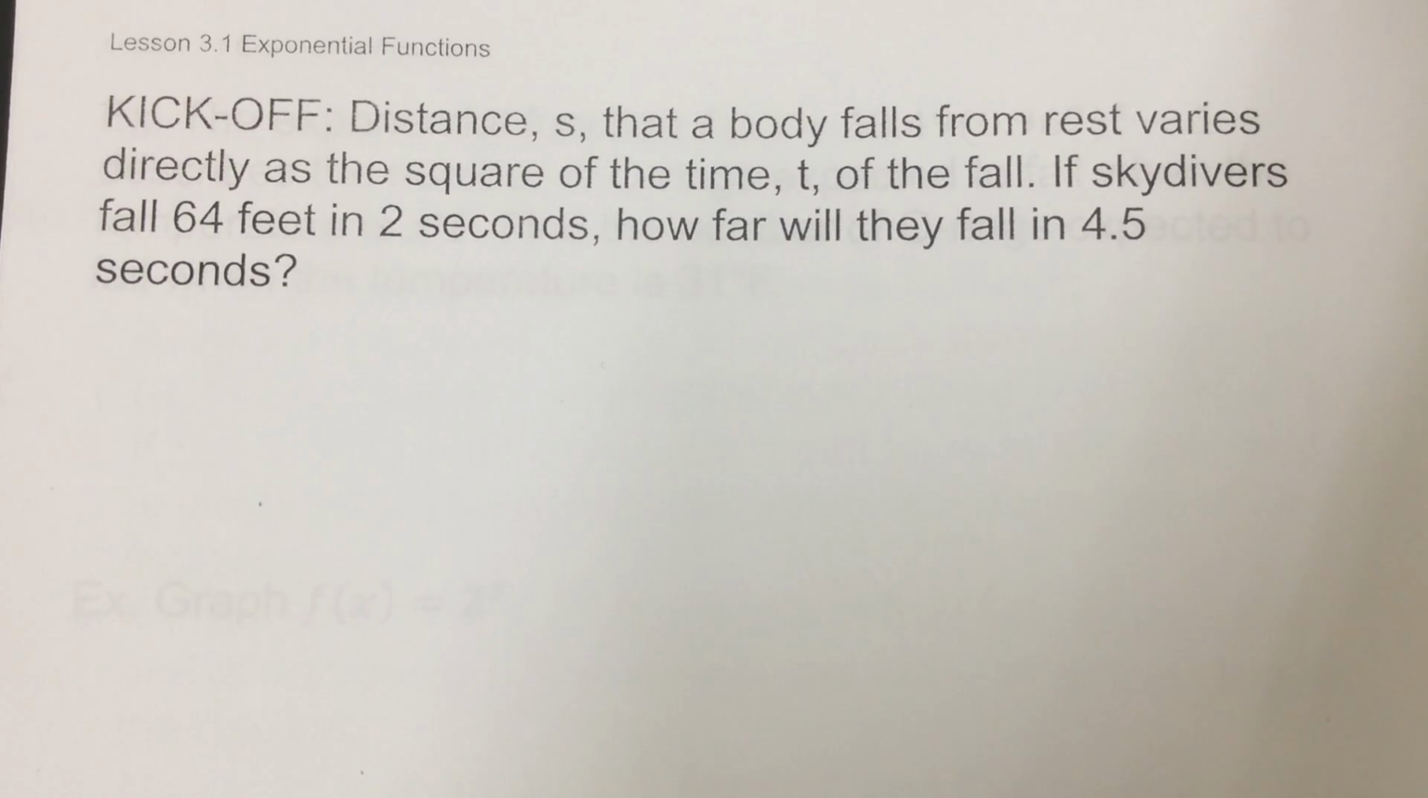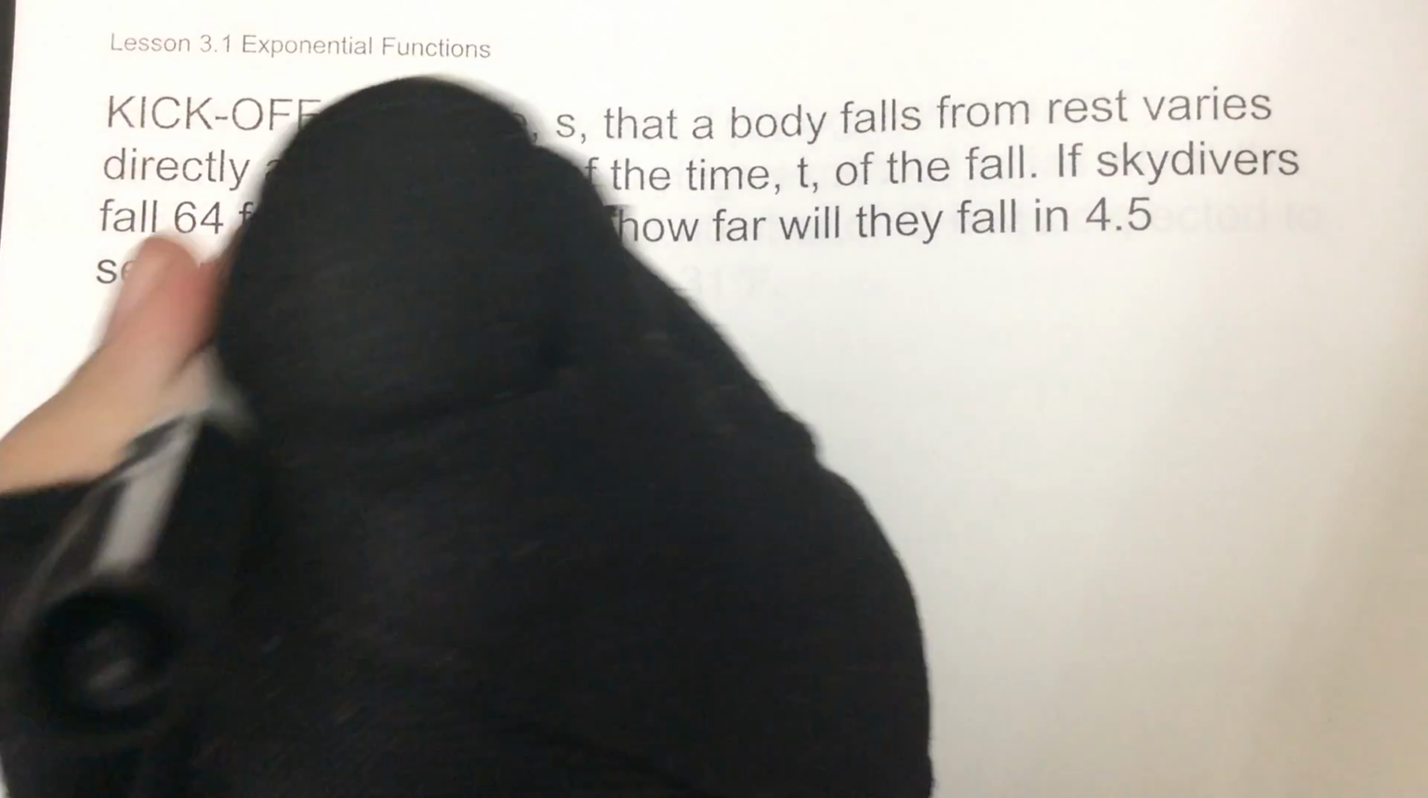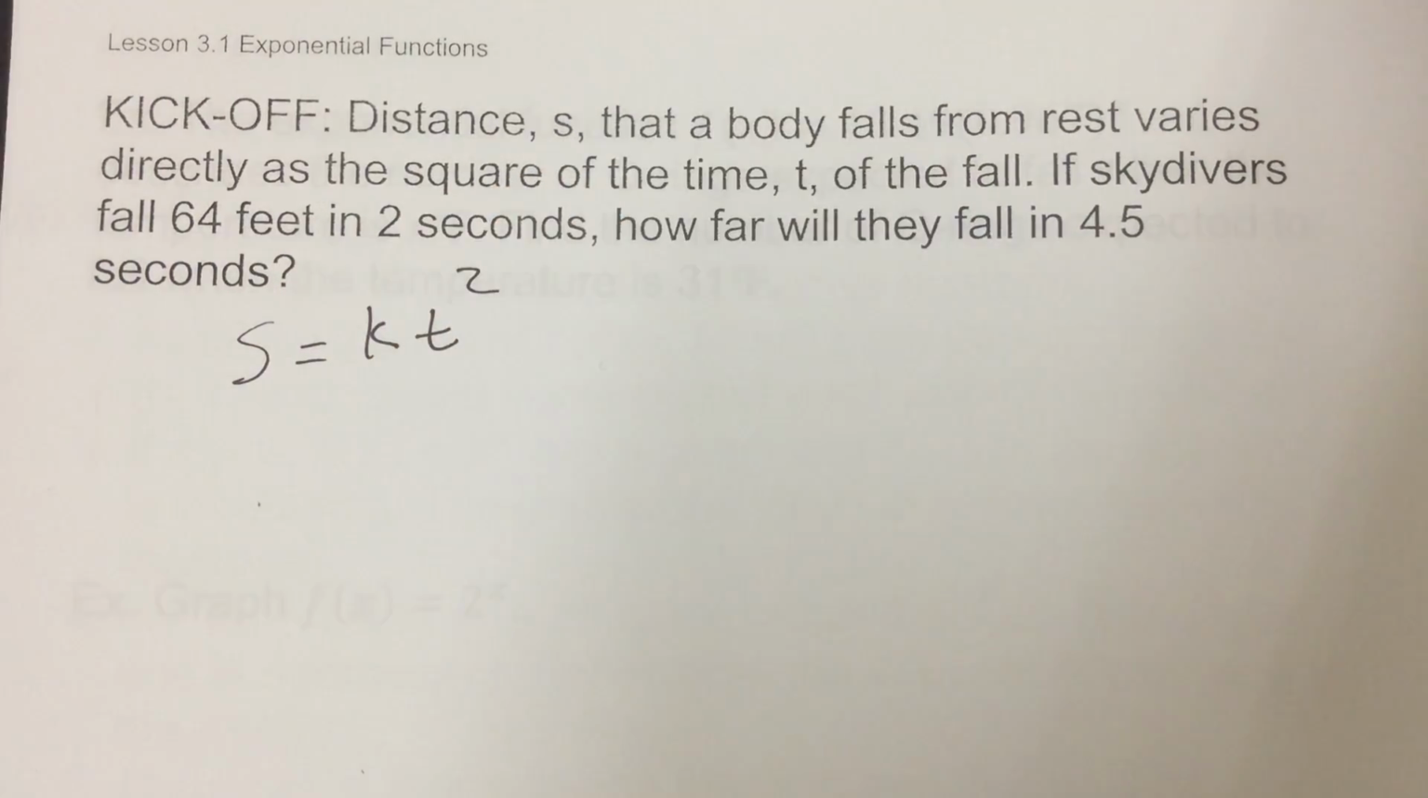So we're doing variation here. So it's going to be direct variation. So we're going to have s equals k t, and it's squared because it's the square of time. So because it's direct, they're both up there, both on the top there with k. K is going to be our constant. We got to solve for it first.